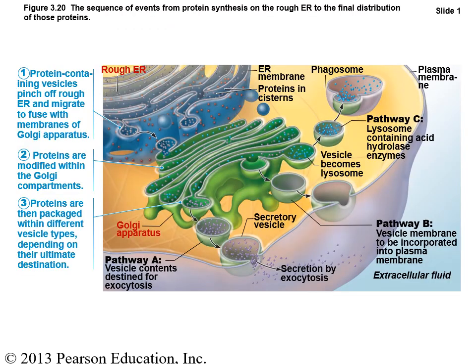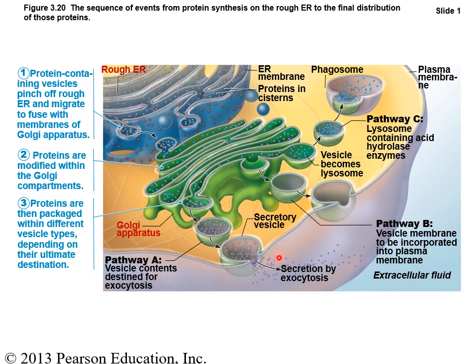So here's a look at the endoplasmic reticulum, showing you things working, vesicles being pinched off after the manufacturing's done, packaging, and you can see here protein-containing vesicles pinched off the rough ER and migrate to fuse with the membrane of the Golgi apparatus. Proteins are modified within the Golgi compartments, and then they're packaged within different vesicle types depending on their ultimate destination. So they could be shipped out of the cell.